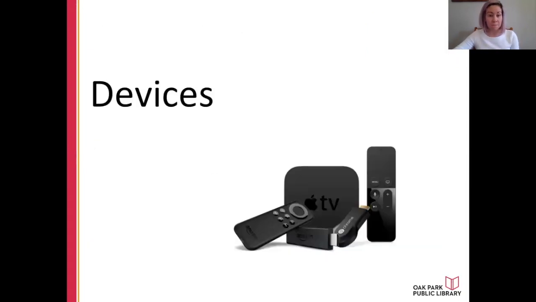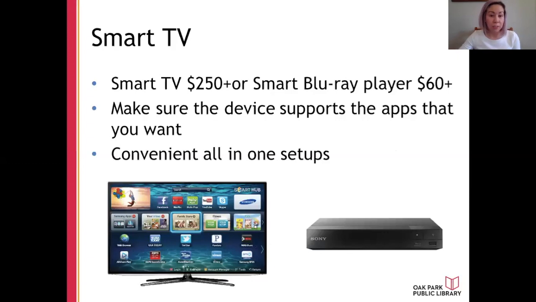So the first thing you need is a device. And there are a lot of options. I always recommend, if you're in the market to get a new television, just get a new smart television. It comes with your streaming apps already loaded onto them. So a smart TV generally costs about $250 or more, or you can get a smart Blu-ray player for $6 or more. Make sure the device supports the apps that you want.